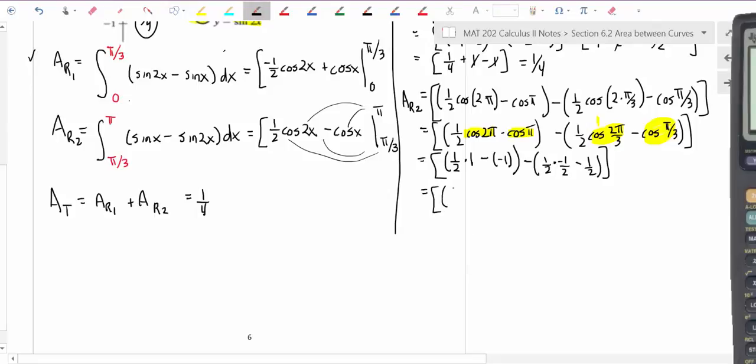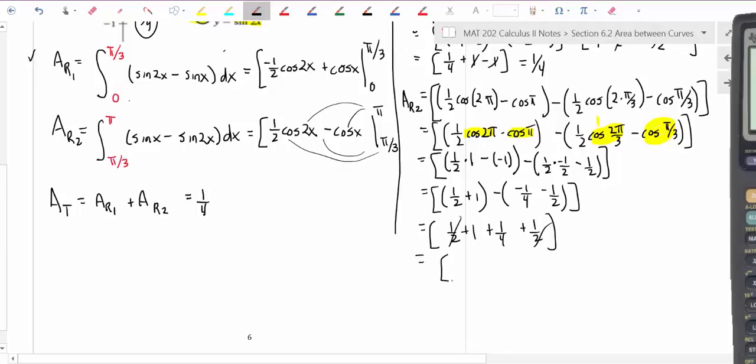Okay, so this is going to give 1/2 plus 1 minus negative 1/4 minus a half. So that's going to be 1/2 plus 1 plus 1/4 plus 1/2. When you distribute the negative, a half plus a half is 1. So that's going to be 1 plus 1 plus a fourth. So this is going to be 2 1/4, or that's equal to 9/4. 2 times 4 is 8, plus 1 is 9.